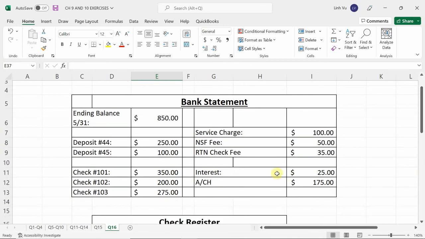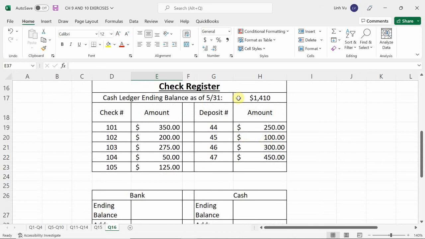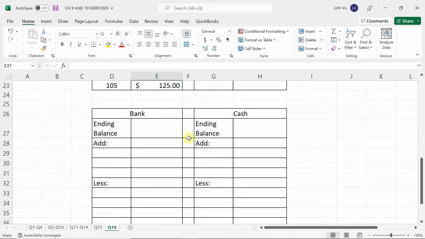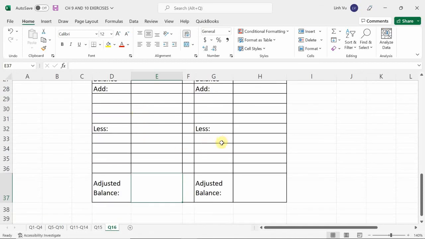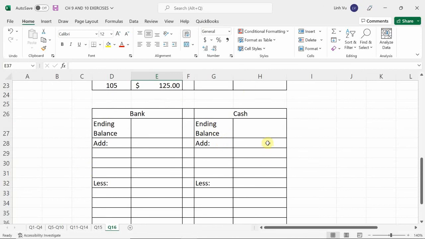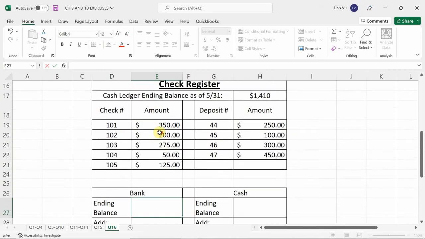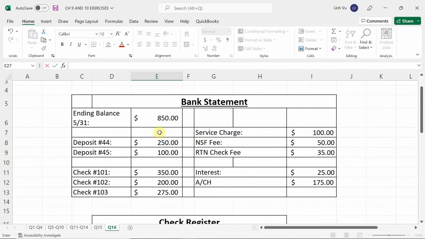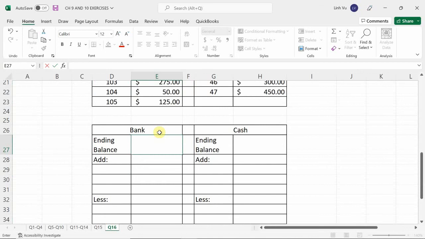I'm going to provide you a table that has your bank statement, a table that has your check register and check ledger, whatever you want to call it, and then another table for your adjustments. So in this case, bank and cash, which side do you want to start on first? Bank. Let's start with the bank, okay? So I first need to figure out what my ending balance is in my bank statement. So let's take a look. Okay, so here's my bank statement. What's my ending balance? $850. Okay?